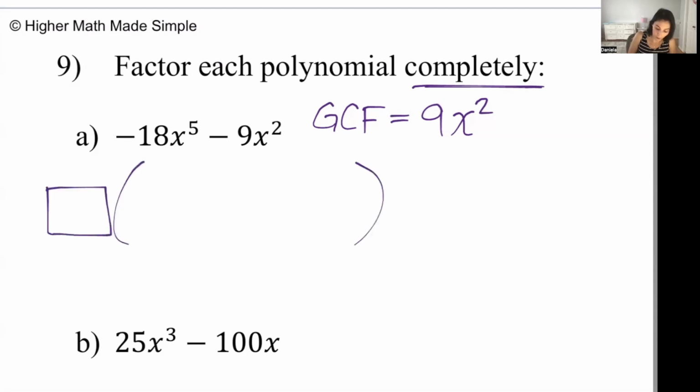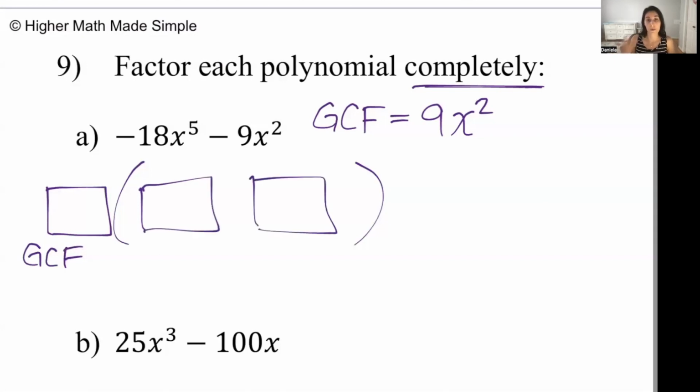So again, when you are factoring using the GCF method, you're always going to put the GCF on the outside of the parentheses. And then inside the parentheses, you're going to put boxes. How many boxes should I put? Well, because there are 2 terms, there's going to be 2 boxes. If there was 5 terms, there would be 5 boxes, right? And so then it's just the reverse distributive property.